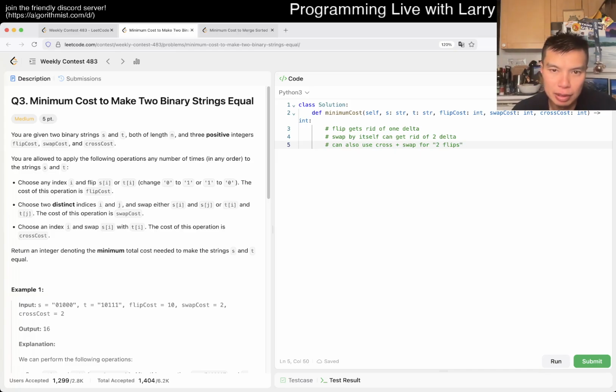And we swap by itself can get rid of two delta, but it depends on the cost, right? So it's just a lot of if statements, but also needs 0 and 1 transposed.